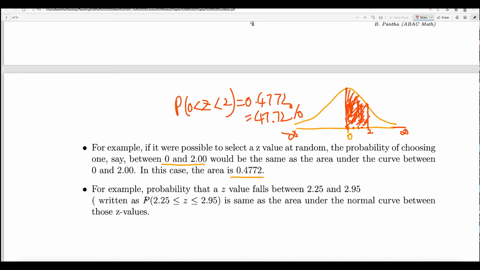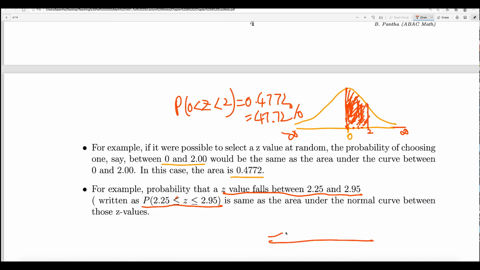For example, the probability that a G value falls between 2.25 and 2.95 is written as probability of G between 2.25 and 2.95. You can write less than or equal to or less than, it doesn't matter here, okay? It's the same as the area under the normal curve between two G values.